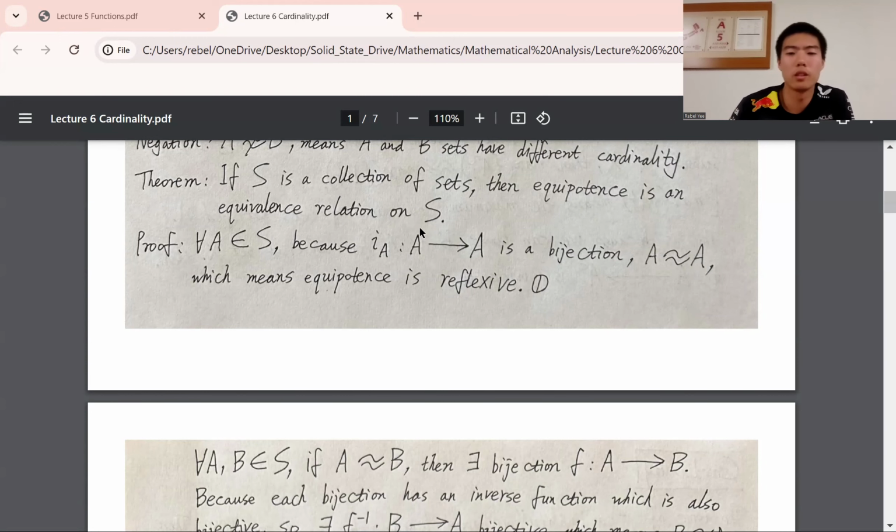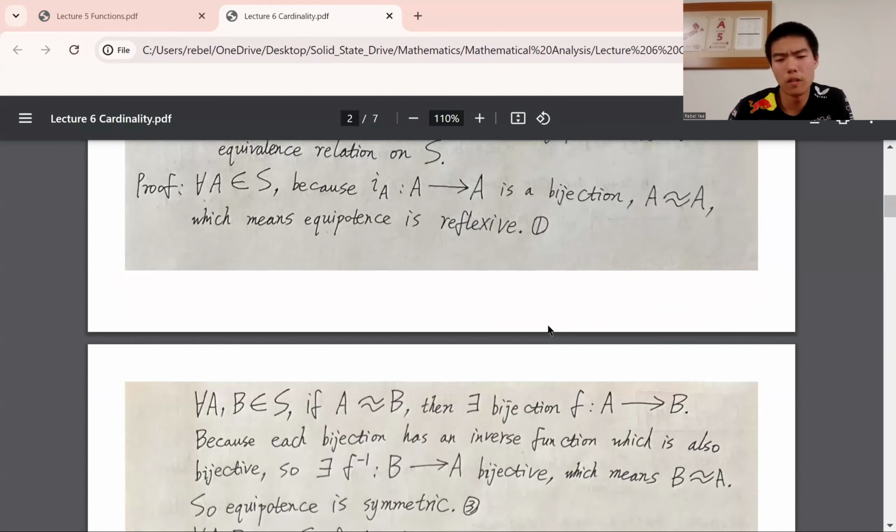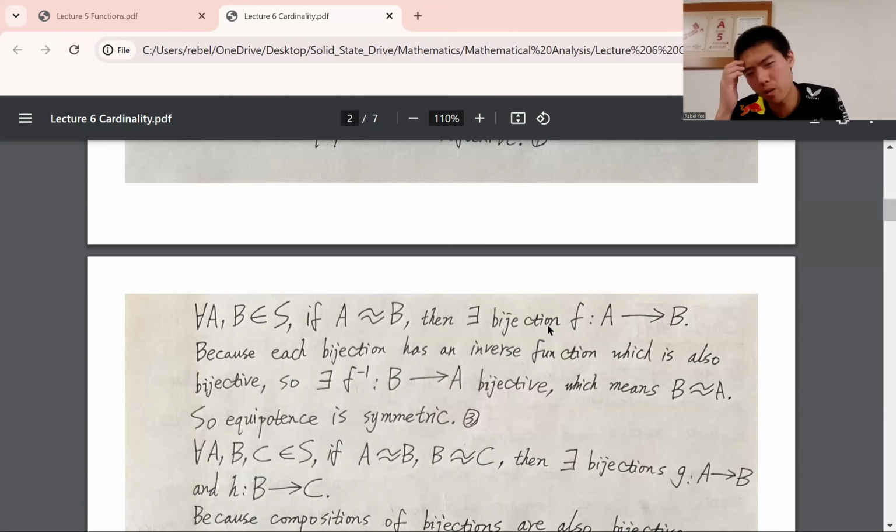So the relation is reflexive, and next, it is symmetric. For all sets A and B, if A has the same cardinality as B, then there exists a bijection from A to B. And because every bijection has an inverse function, which is also bijective, there exists an inverse of f going from B to A, which is also bijective. So in this case, B has the same cardinality as A, which means it's symmetric.